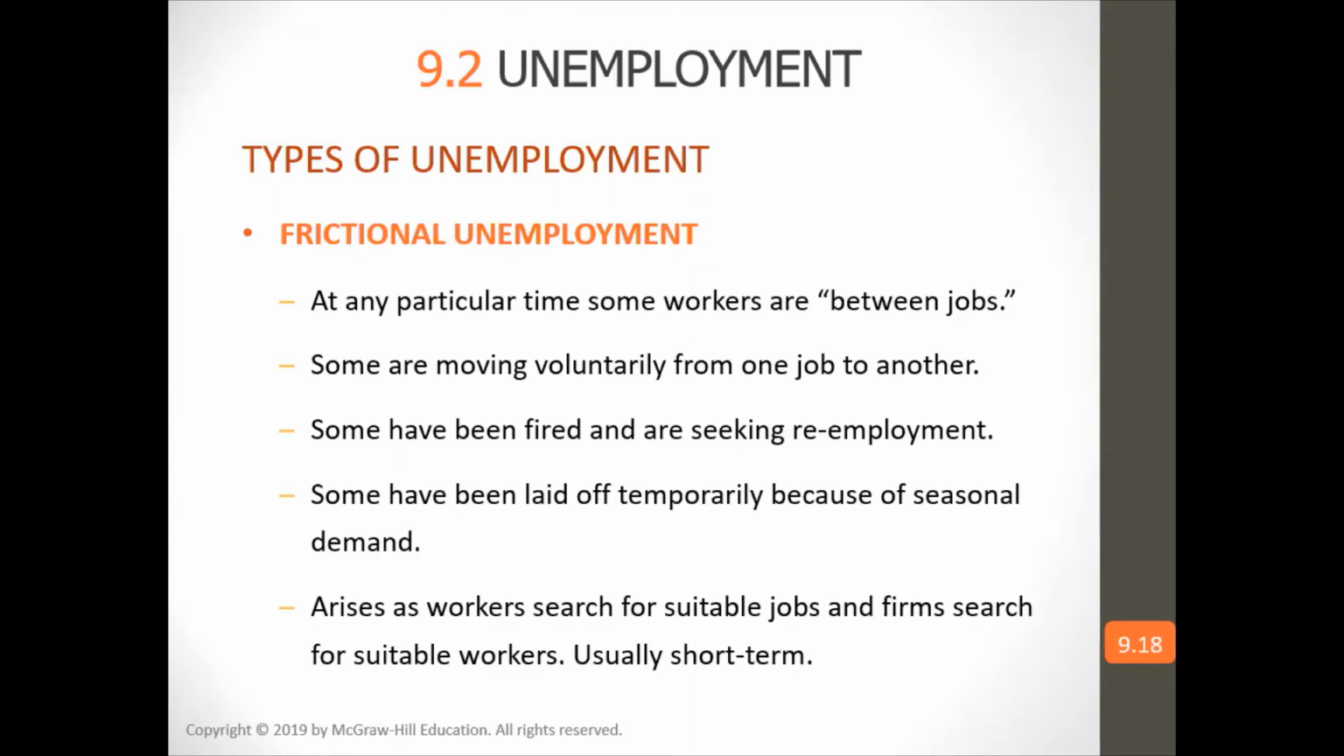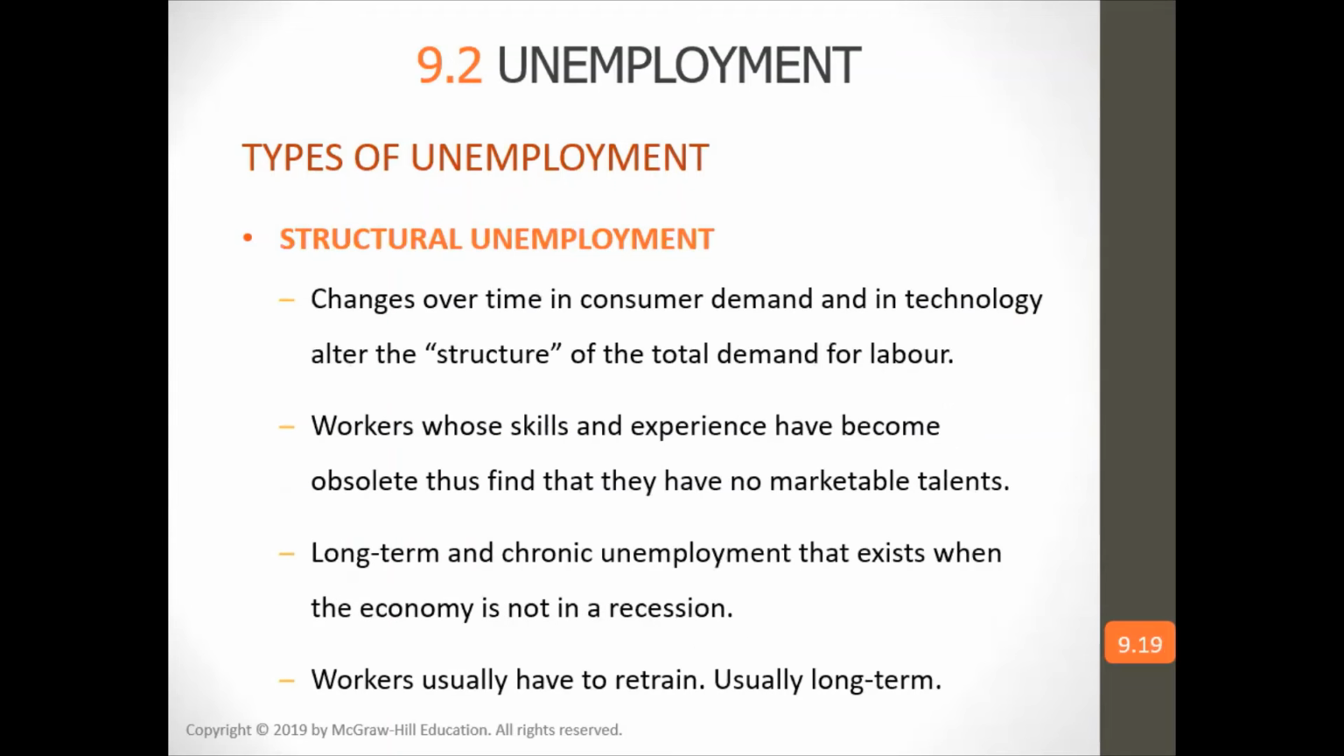So frictional unemployment is people between jobs, so they want to get a better job. That's why they're unemployed. They might have quit their current job to get a better job, and that's why they're unemployed. Structural unemployment, they're unemployed because technology replaced their jobs. Like automated cashiers is one example. These cashiers lose their job because of automation.